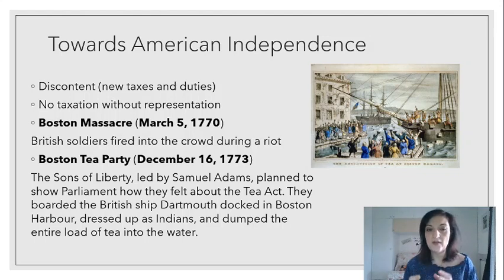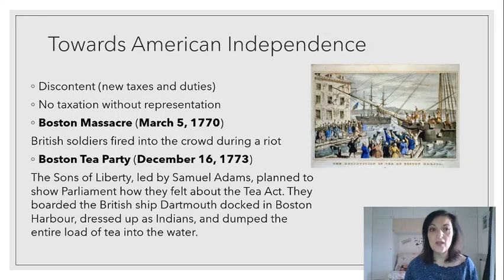And who were these people? They were colonists in Boston, who were protesting because of the new taxes and the new duties which had been imposed by the British government.